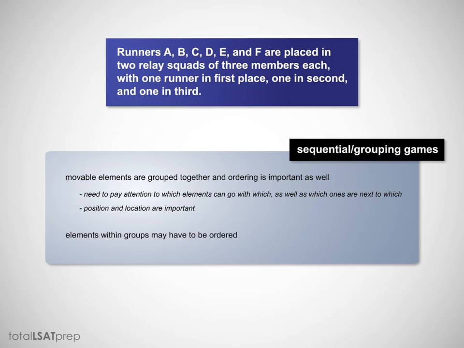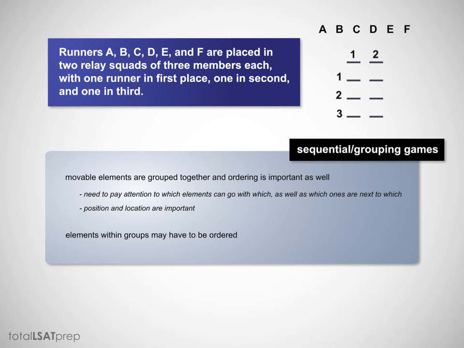So here, the elements within groups may have to be ordered. And this game is an example of that, where the elements within the groups are ordered. So we would have a diagram where we would have 2 groups, 1 and 2, and within the groups we would have B, D, and E being first, second, and third in group 1, and A, C, and F being first, second, and third in group 2.